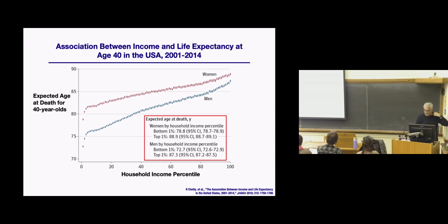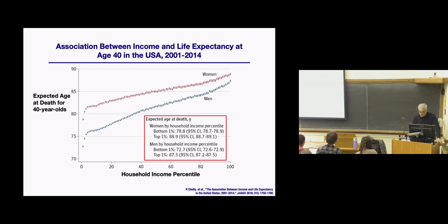Men in the bottom 1% of the income distribution at the age of 40 had an expected age of death of 72.7 years, and men in the top 1% had an expected age of death of 87.3 years, which is 14.6 extra years, which is huge. 14 years of life is a big, wonderful thing. Women in the bottom 1% at the age of 40 had an expected age of death of 78.8, and women at the top, 88.9, an expected 10 years difference.